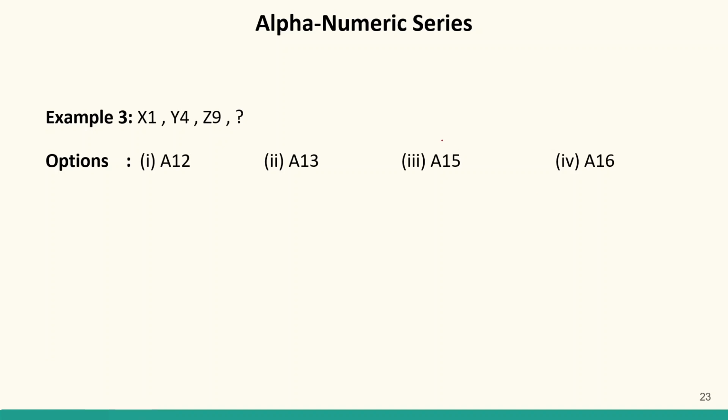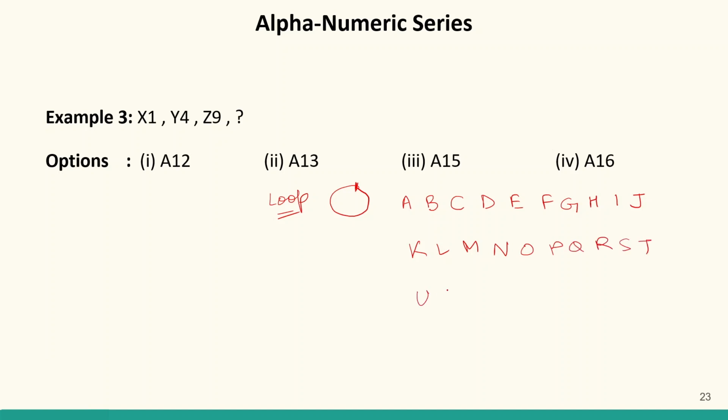Now let us look at this. One more important concept: whenever we solve alphanumeric series, we always consider the alphabets to be in a loop. What do you mean by that? What is a loop? This is a loop, where the ending element is again the starting element. So let us write the alphabets once more. B, C, D, E, F, G, H, I, J, K, L, M, N, O, P, Q, R, S, T, U, V, W, X, Y, Z.